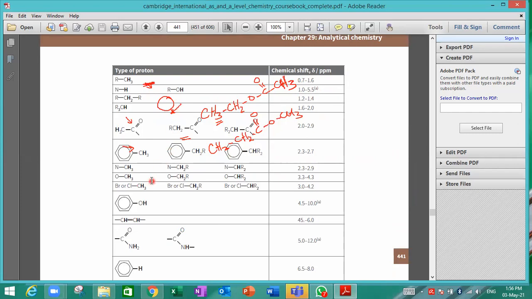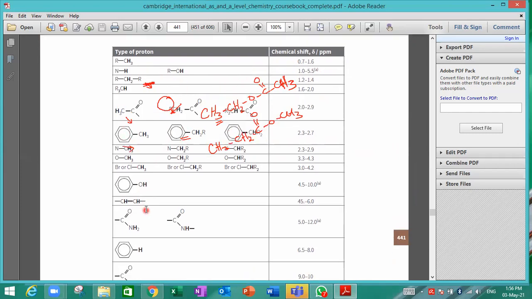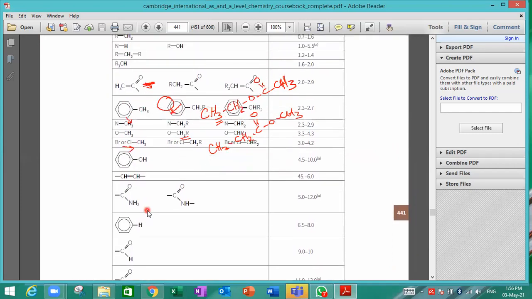We have to find a carbon that is bonded to an oxygen or a carbon that is bonded to a C double bond O. OCH2R, where is it? It's from 3.3 to 4.3. If we have here a CH2 that is bonded directly to a C double bond O, like here, you see, CH2 bonded to a C double bond O, you see this?